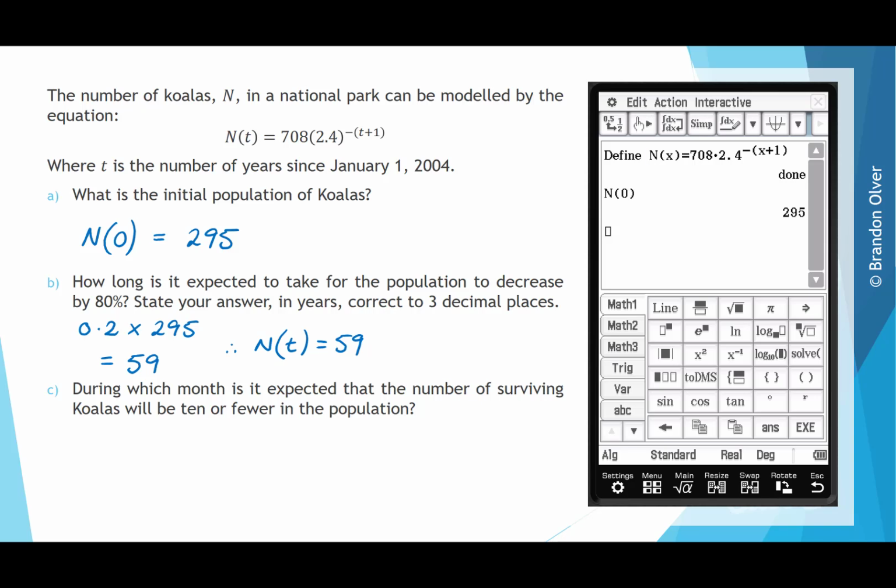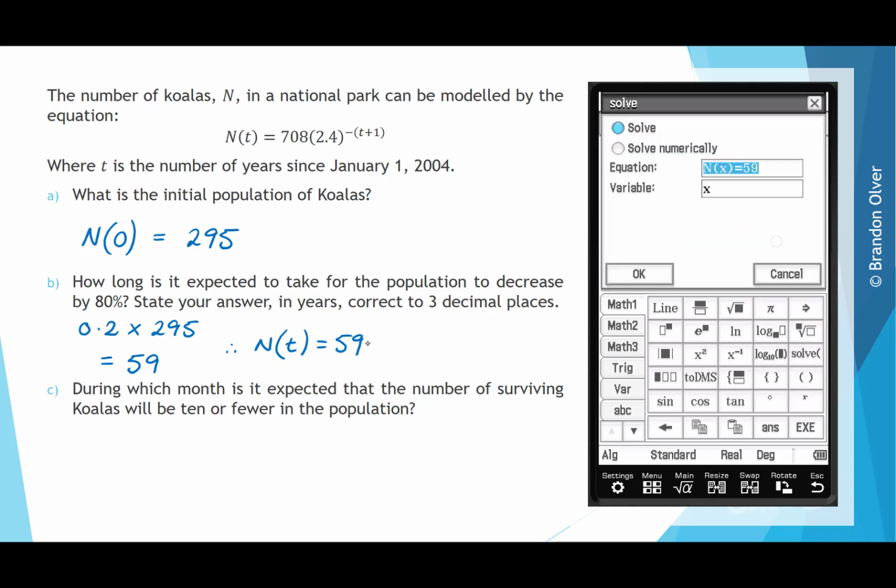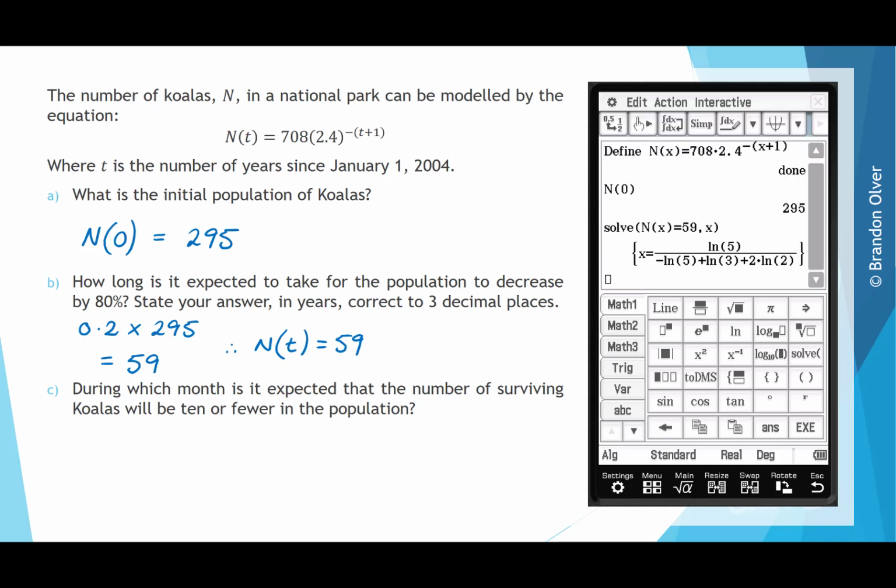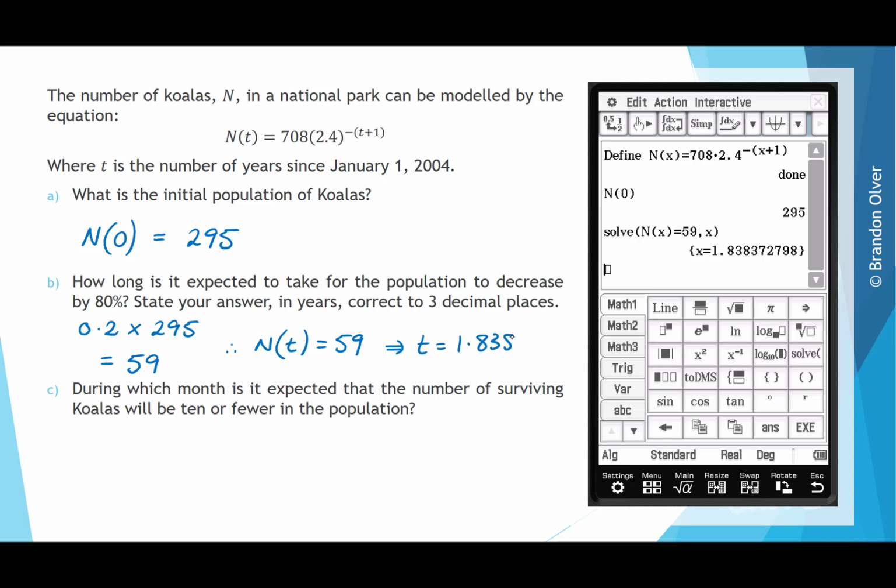Next on the CAS calculator, we want to solve n of x is equal to 59. And if we highlight that and go interactive equation inequality solve for x, we find that as a decimal, x is equal to 1.838. So from the CAS calculator, we found that t is equal to 1.838 years. For part C, we're asked during which month is it expected that the number of surviving koalas will be 10 or fewer in the population.